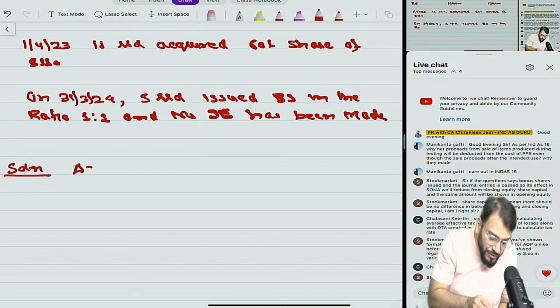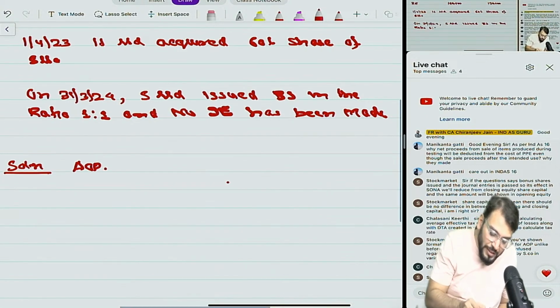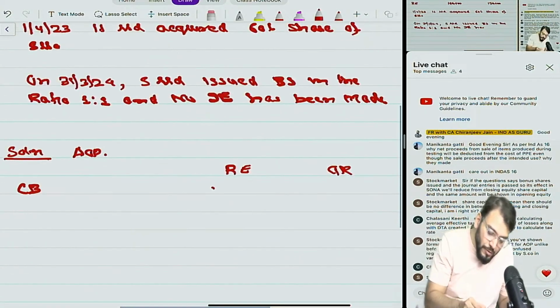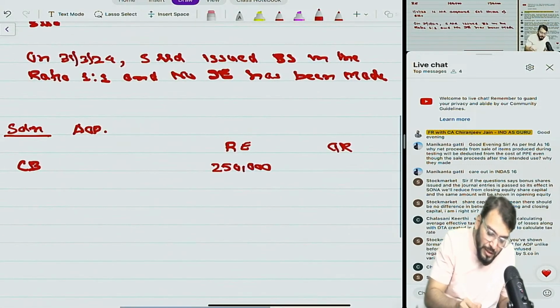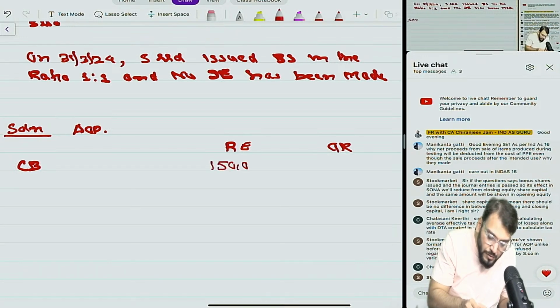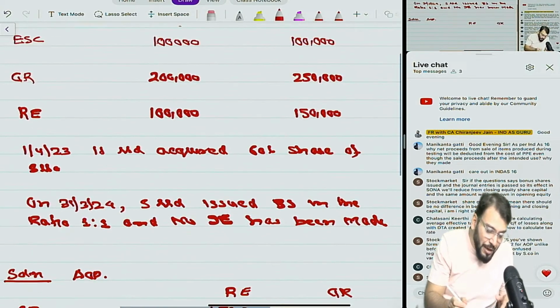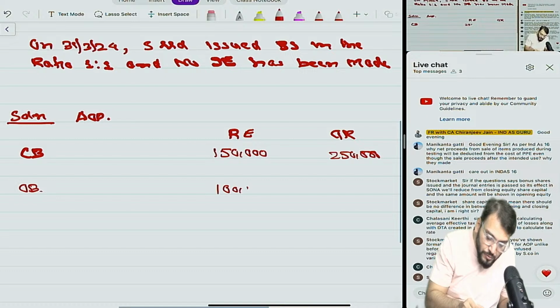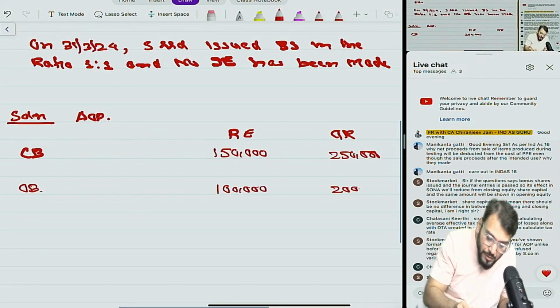So first we'll prepare the analysis of profit. We'll take retained earnings and general reserve. So what is the closing balance given? Closing balance I have given 2,50,000 and 1,50,000. Oh sorry, I reversed it. It is 1,50,000 and 2,50,000. Then we'll take the opening balance. Opening balance has been given how much? That is 1 lakh and 2 lakh. So 1 lakh and 2 lakh.